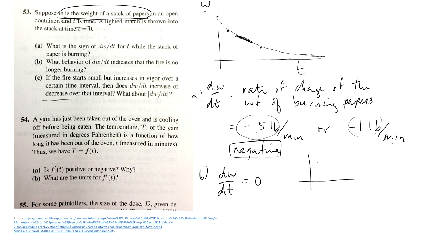Suppose you have a fire going, you start the fire, and the weight's going down, and then all of a sudden the fire goes out. Then it's just going to be straight across because the weight won't change when there's no fire burning. And if you're going straight across, the derivative is 0.